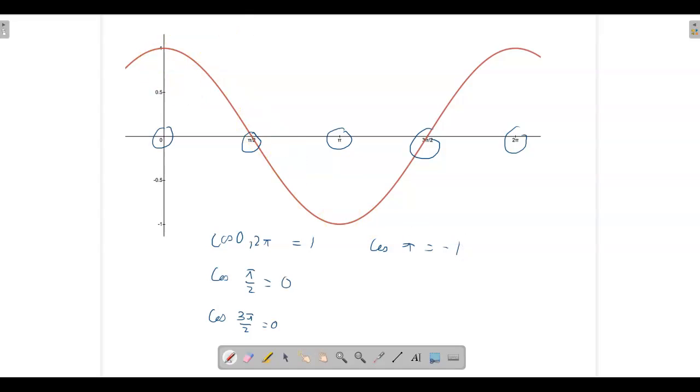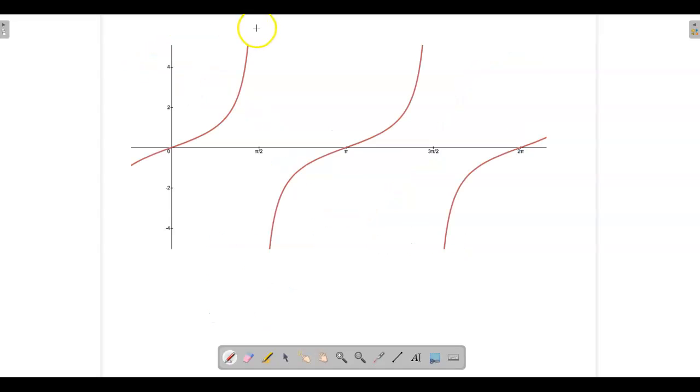And finally, let's have a look at the tan. The tan curve looks very different. Now the tan curve is going up like that, and here at pi over 2, we've got what's called an asymptote. So also at 3 pi over 2, see if I can get this nicely over 3 pi over 2, we also have what's called an asymptote. So let's look at 0. So tan 0 is 0.